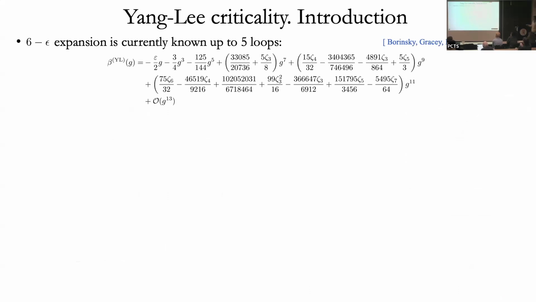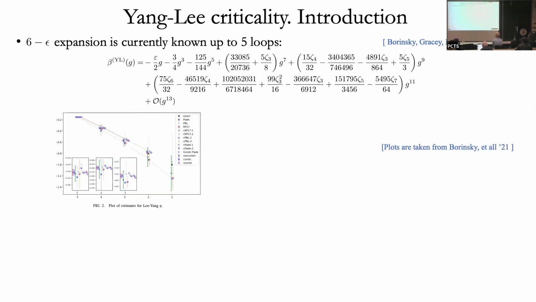And as you mentioned, people have pushed this to 5 loops already, in this paper by Borinsky, Gracey, Kompaniets, and Schnetz in 2021. So this is just the beta function to 5 loops. And they have nice plots in their paper where, again, they shoot from 6 minus epsilon to 2D, 1D. Actually, they go from left to right now. They changed the parity relative to the previous Fisher plot.